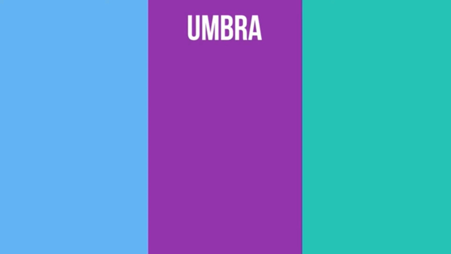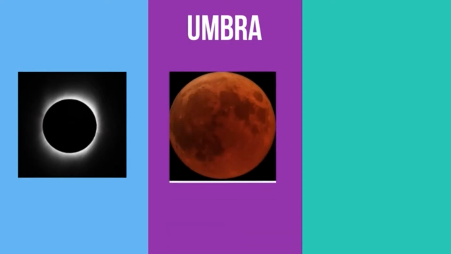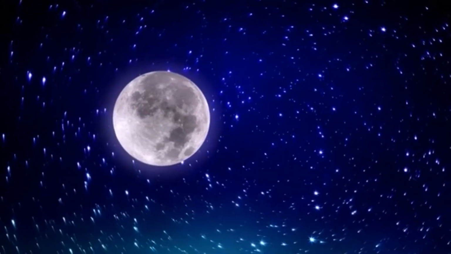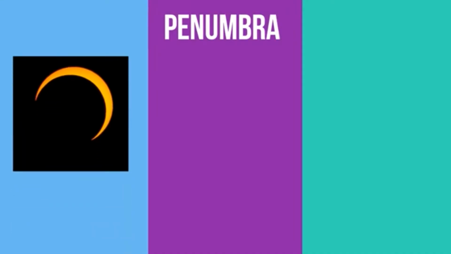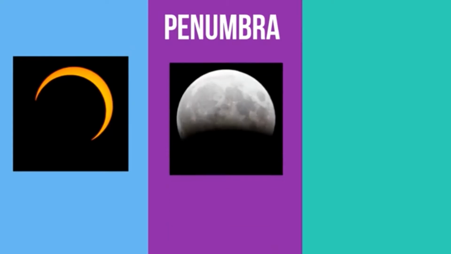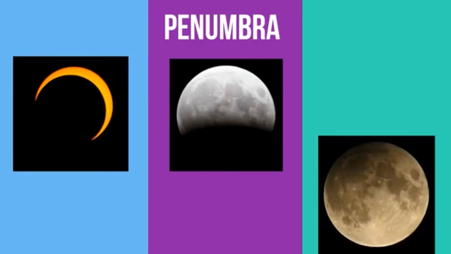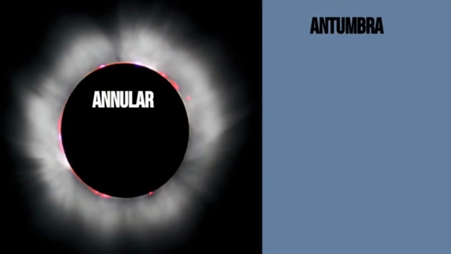You get a total solar eclipse. You get a total lunar eclipse. And also a partial lunar eclipse. Now, if the earth or moon is found in the penumbra, you get a partial solar eclipse, a partial lunar eclipse, or a penumbral lunar eclipse. And finally, if the earth or moon is found in the antumbra part of the shadow, you get an annular solar eclipse. And here's what that looks like.